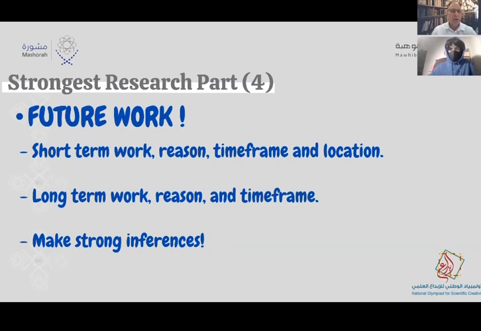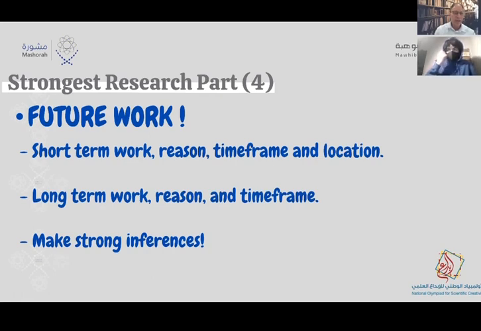Part number 4, future work. We've talked about this in every session. Show your short-term work, your reason for that, your time frame, and your location. Can it be done before ISEF? That's what I keep asking students, because that's going to show the judge you have this much work to do. You can get it done in the April or May timeframe, and you have the supplies and the equipment to do it. The long-term work, reason, and time frame are important as well.